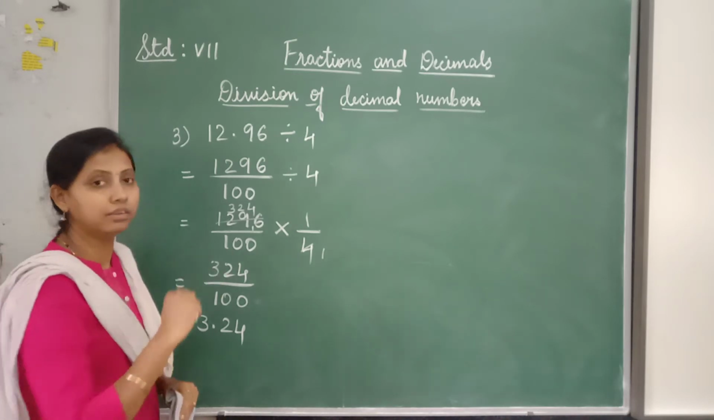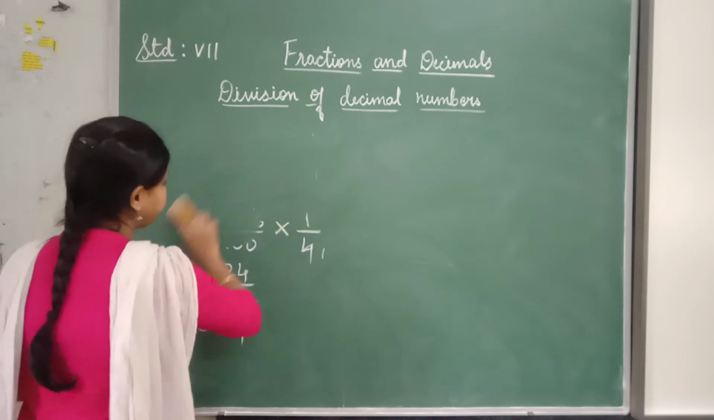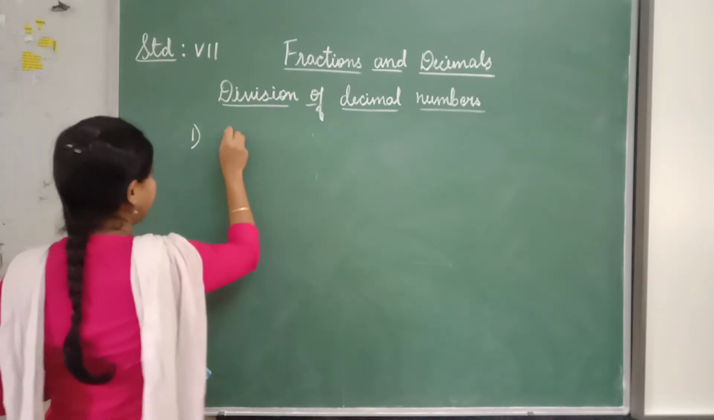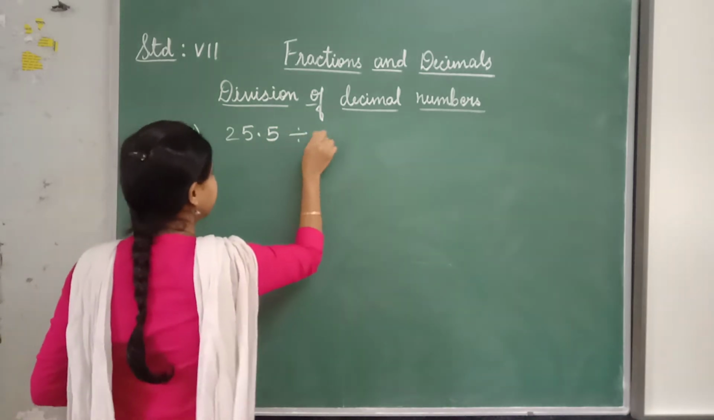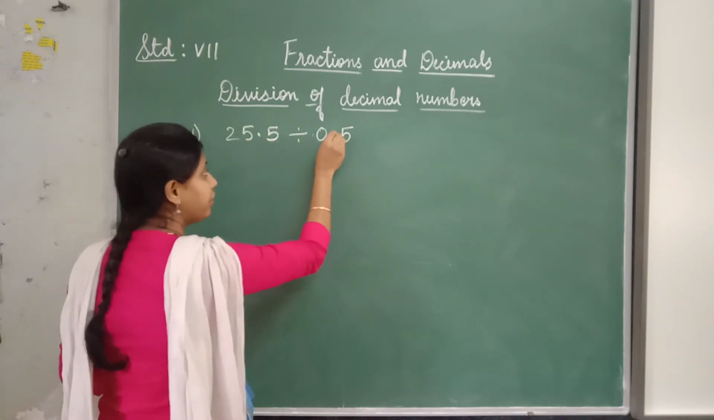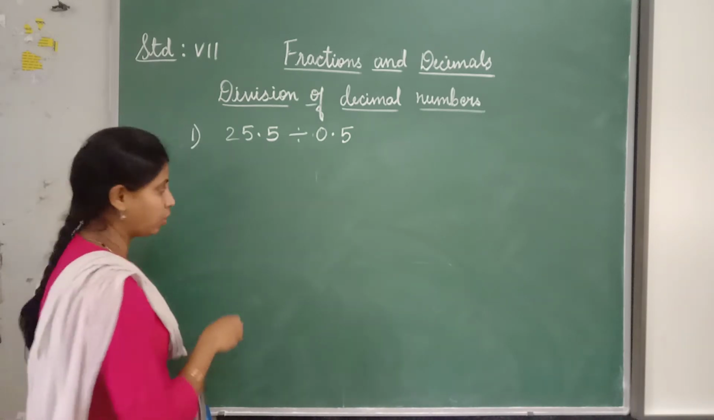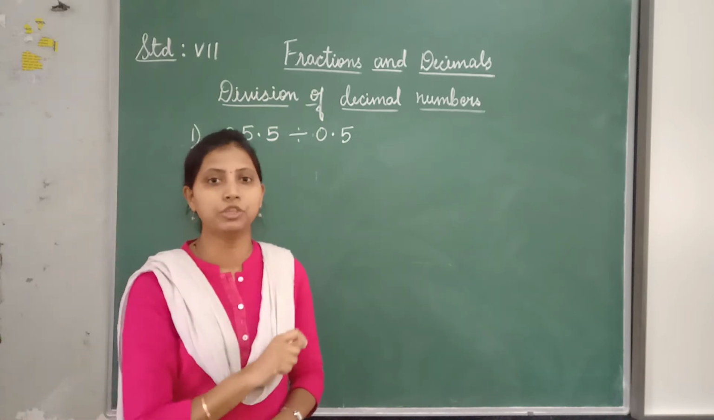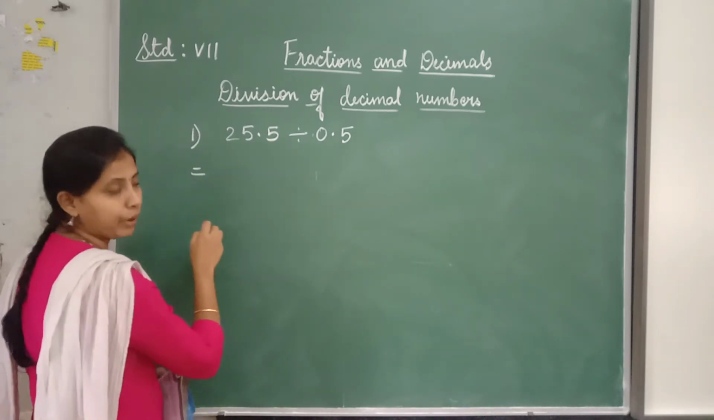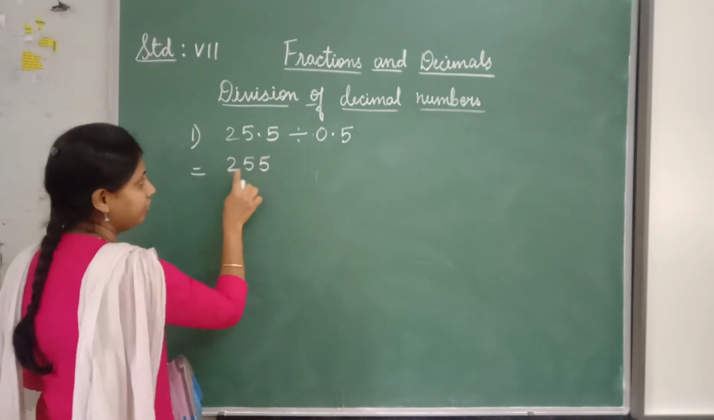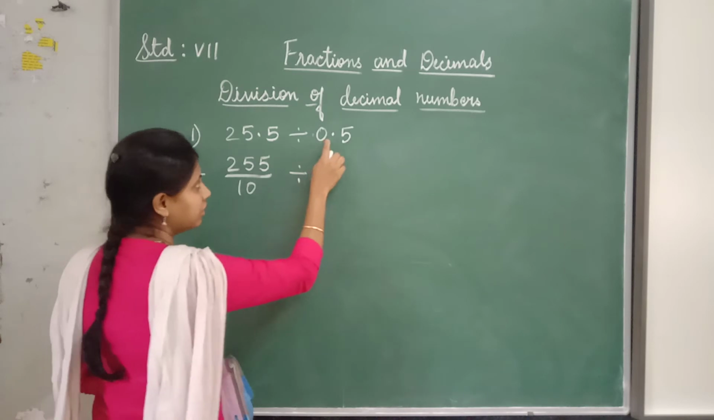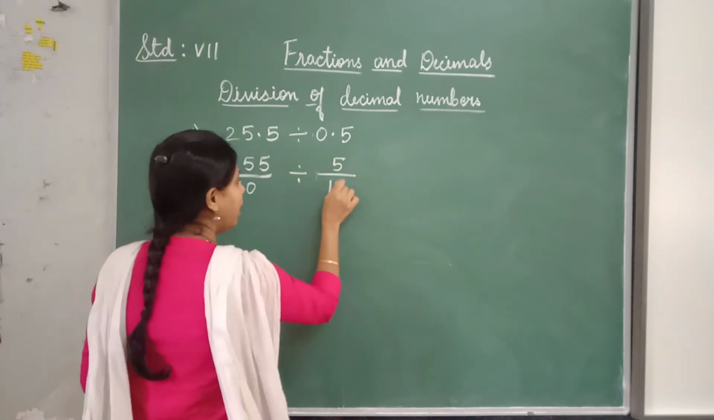Now let's see how to divide when both are decimal numbers. The first example is 25.5 divided by 0.5. Here both are decimal numbers. 25.5 is a decimal number and 0.5 is also a decimal number. So how to divide two decimal numbers? Same steps children. Firstly convert the decimal numbers into fraction form and then follow the division of fractions and multiplication of fractions. The fraction form of 25.5: the digits remain the same, 255, upon 10 since there is one digit after the decimal point. Divided by 0.5, which is 5 upon 10.